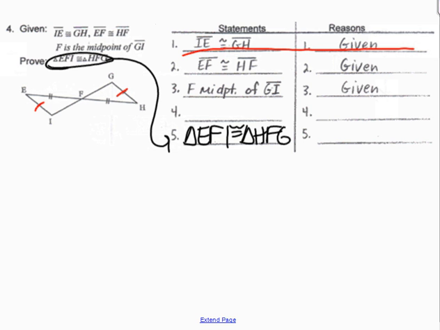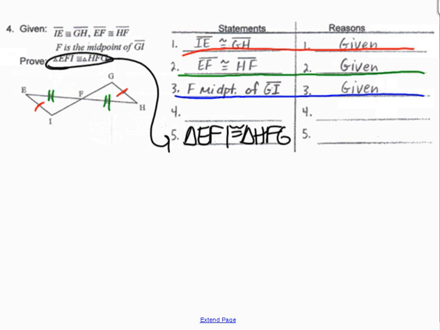So that's a congruent part, so I move on to green. EF to HF are also congruent. And then I can move on to blue, and it says F is the midpoint of GI.